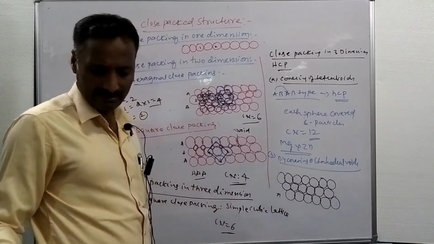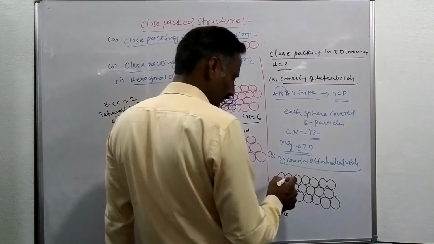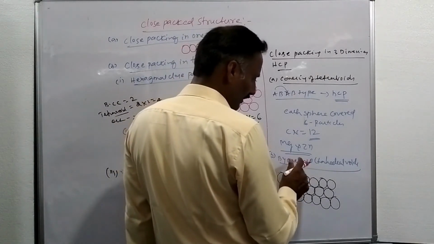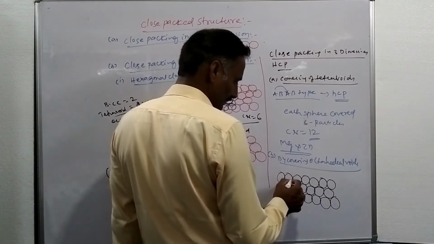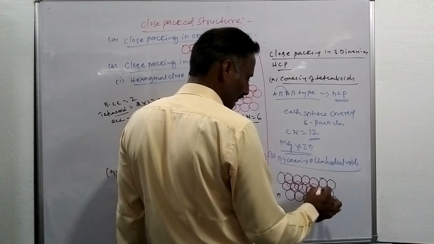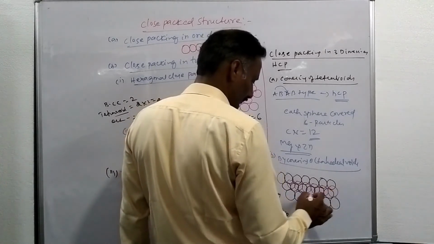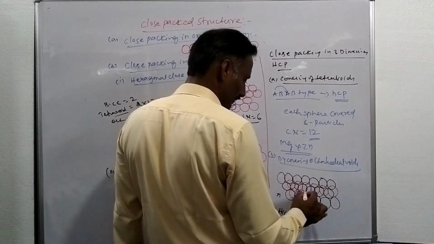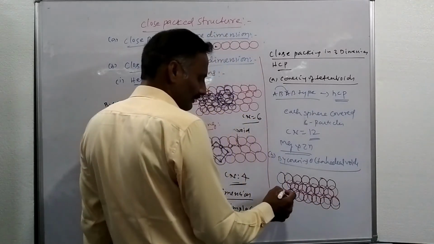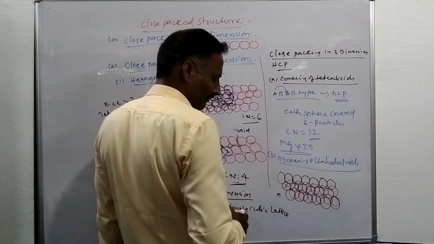Then if you place the third layer over the second layer such that it covers the octahedral voids, this is the covering of octahedral voids. We are placing the second layer like this, then the third layer like this. This is called A type, and this is called B type.